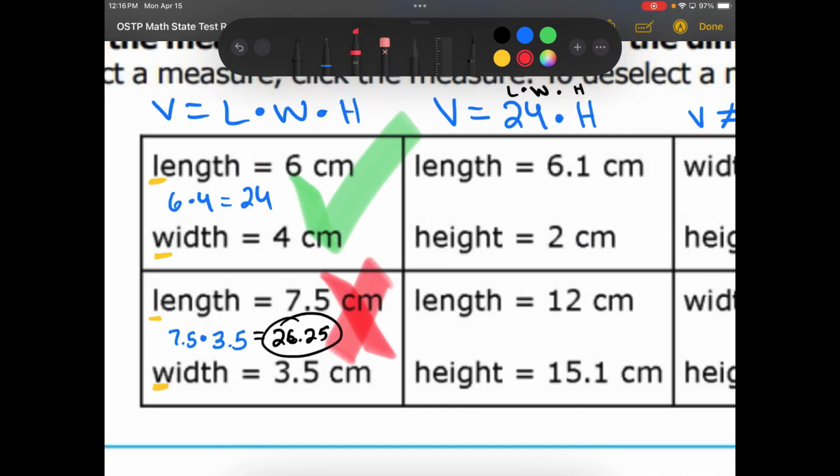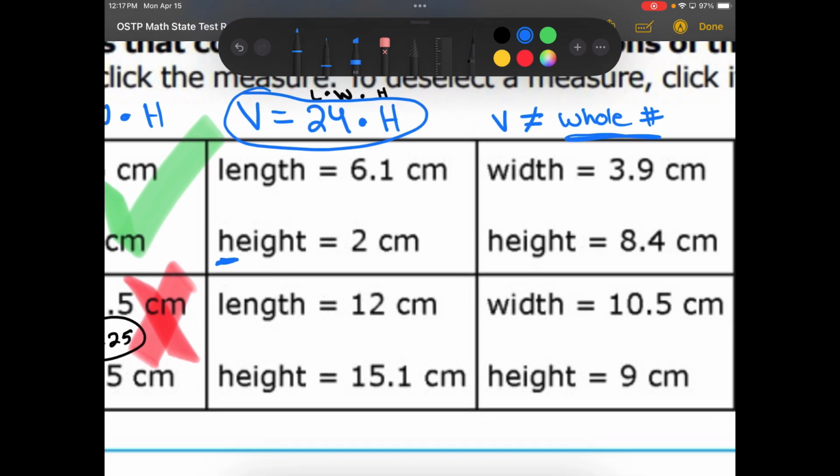Let's look at the second column. On the second column, can we do the same thing? Can we do length times width to get 24? No. Why not? It doesn't give you the width, so you can't just say length times width. This time it only gives you the height. So instead, we know 24 times height would give me the whole volume, and the whole volume cannot be a whole number.